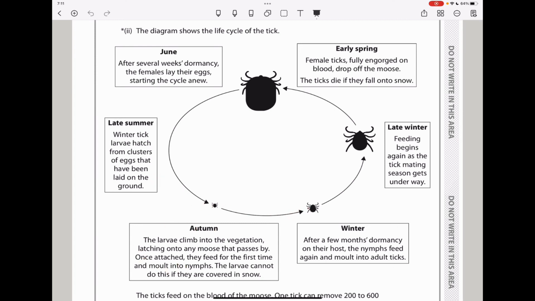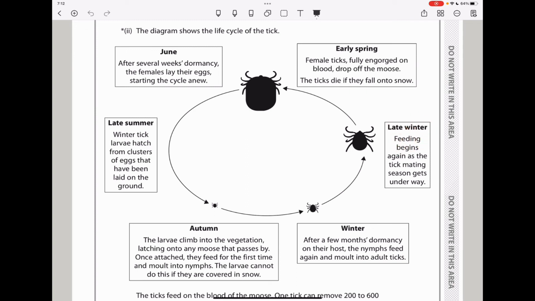Here in the autumn, the larvae climb into the vegetation, latching onto any moth that passes by. Once attached, they feed for the first time and molt into a nymph. The larvae cannot do this if they are covered in snow, so they have to do this in the autumn. And then in the winter, after a few months of dormancy on their host, the nymphs feed again and molt into adult nymphs. And then the feeding begins.